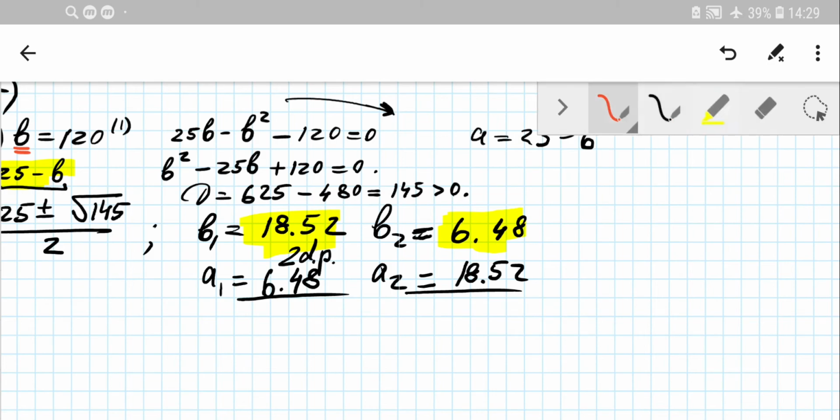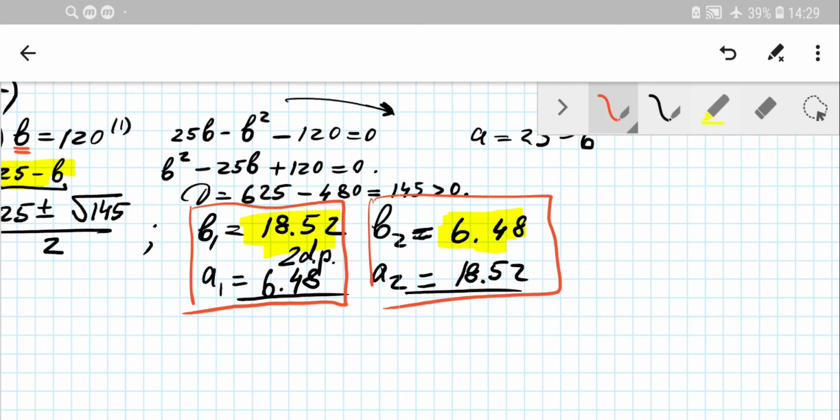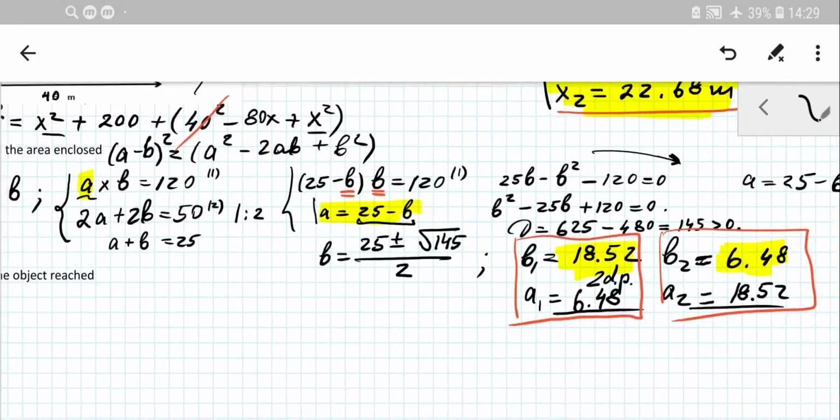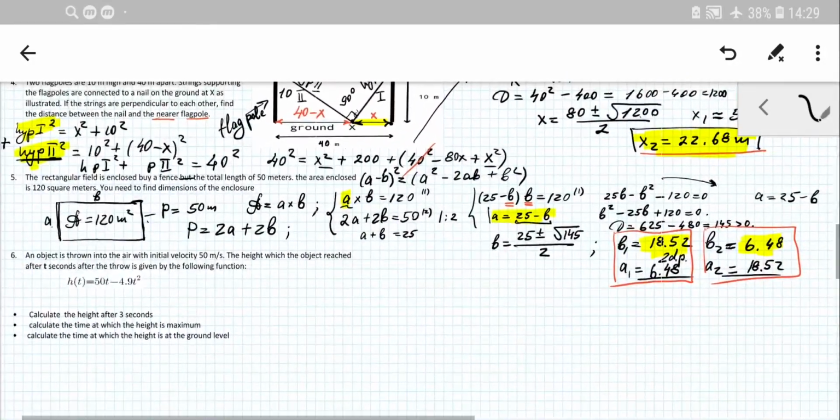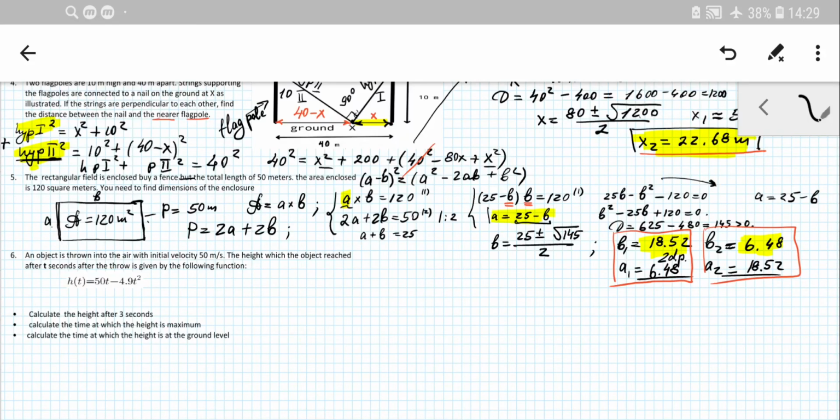And for the answer, you need to state: if the b value is 18.52, then a is 6.48, or you have another solution with another b and another a. Use those two pairs of values as the solution because you need to find the dimensions. So that's the solution for problem number 5. I hope you got it.